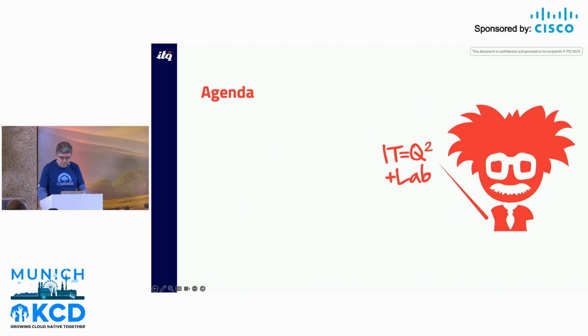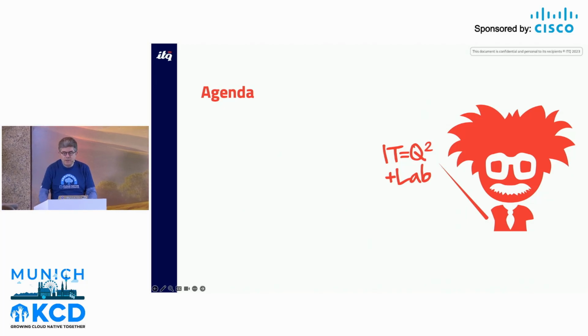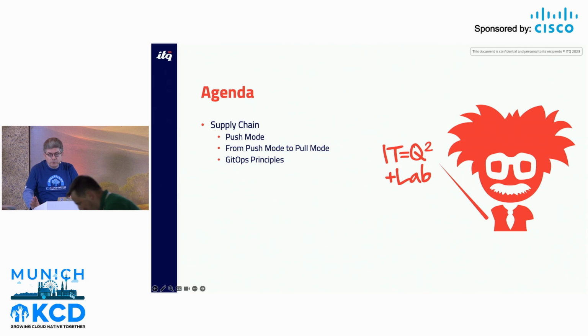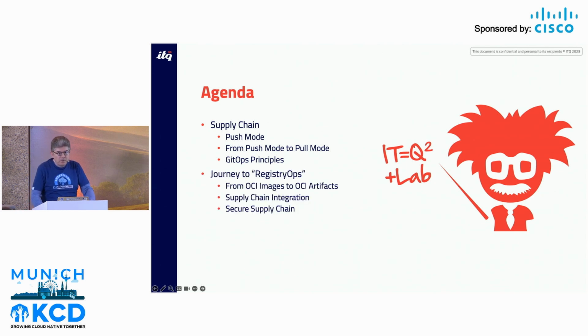Today, I will present you a use case of OCI registry that goes beyond the container images. I will explore a journey starting from GitOps to RegistryOps. Before that, I will begin by setting the stage with an overview of supply chains, starting from push and pull mode, followed by the GitOps principle. Then I will present the journey to RegistryOps from images to artifacts, then how to integrate these OCI artifacts in your supply chain, and then how to secure your supply chain using these OCI artifacts.